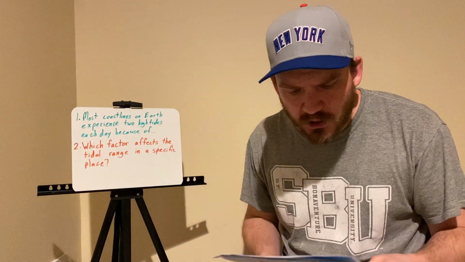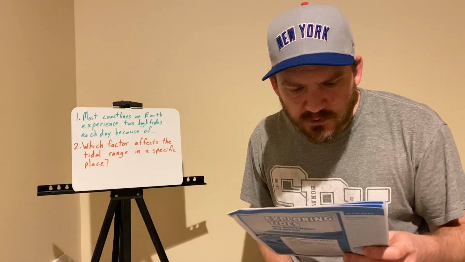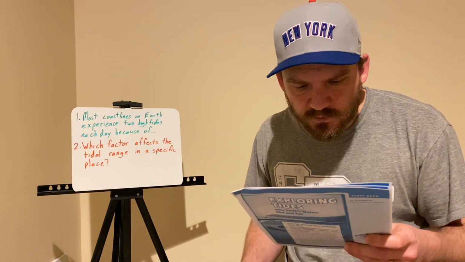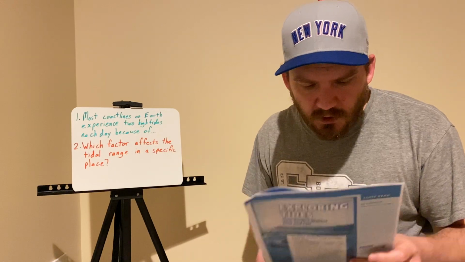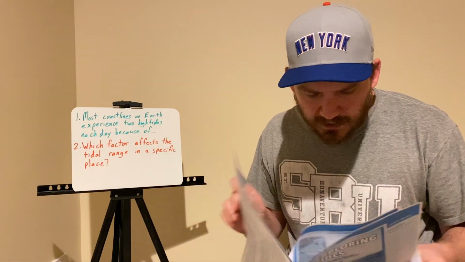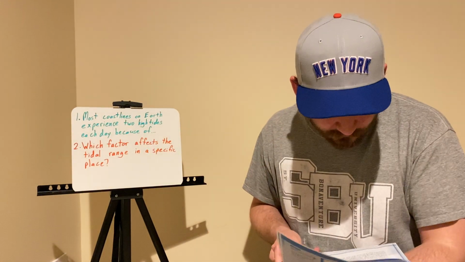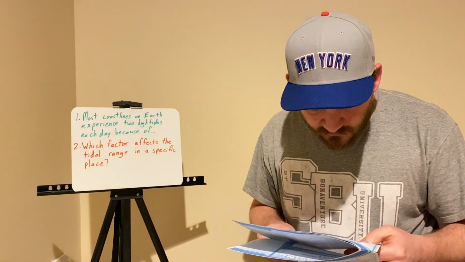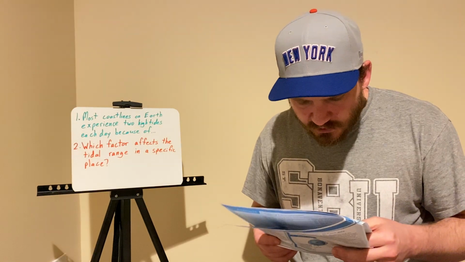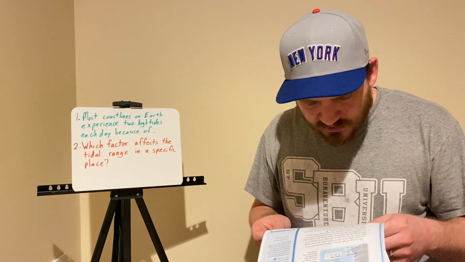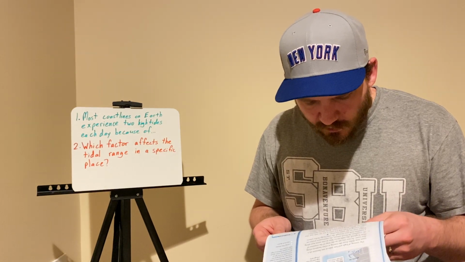All right. 2, which factor affects the tidal range in a specific place? The tidal range in a specific place, I talked about it back here on page 105. Tidal range is the difference in height. The tidal range is greater in a narrow bay than a wide open shore. Okay, a coastline with a steeply sloped ocean floor has a larger tidal range.